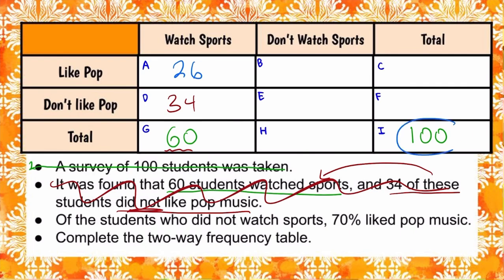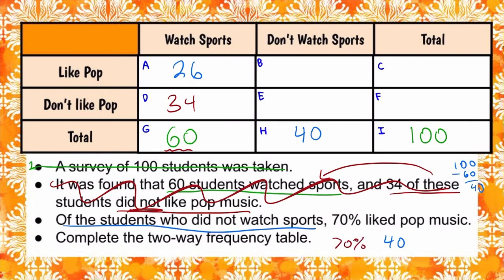I actually need to subtract. I know that there are 100 students in total. 60 of them watch sports. So who's left over to not watch sports? We do 100 minus 60. We get 40. Okay, now I can actually use clue number 3. So when they say of the students who did not watch sports, they mean 40. 70% like pop music. What is 70% of 40?